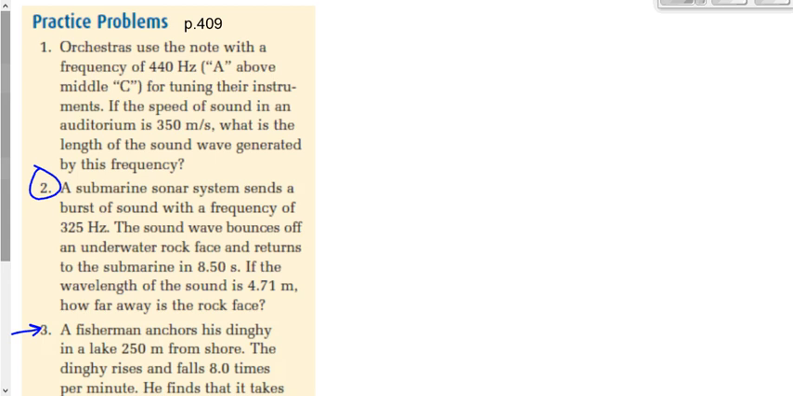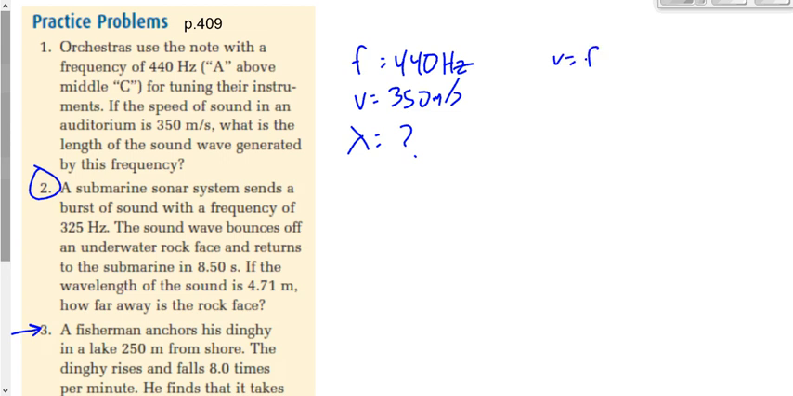Let's write down some givens here. Here's my frequency, 440 hertz. Here's the speed of the sound, 350 meters per second. The length of the sound wave, what are we looking for? L? The length of the sound wave? Is that L? What is it? Lambda. It's that Greek letter. So we're going to say V is equal to F times lambda. Lambda is equal to V over F.